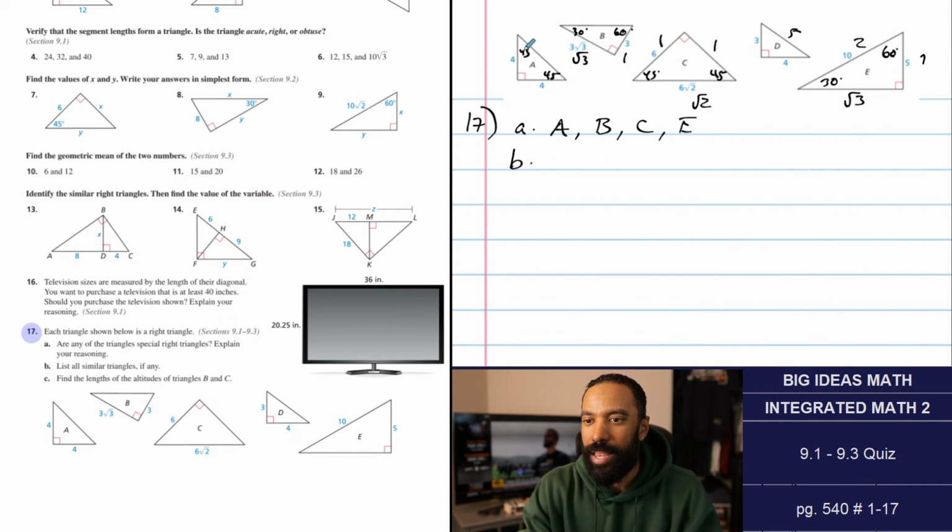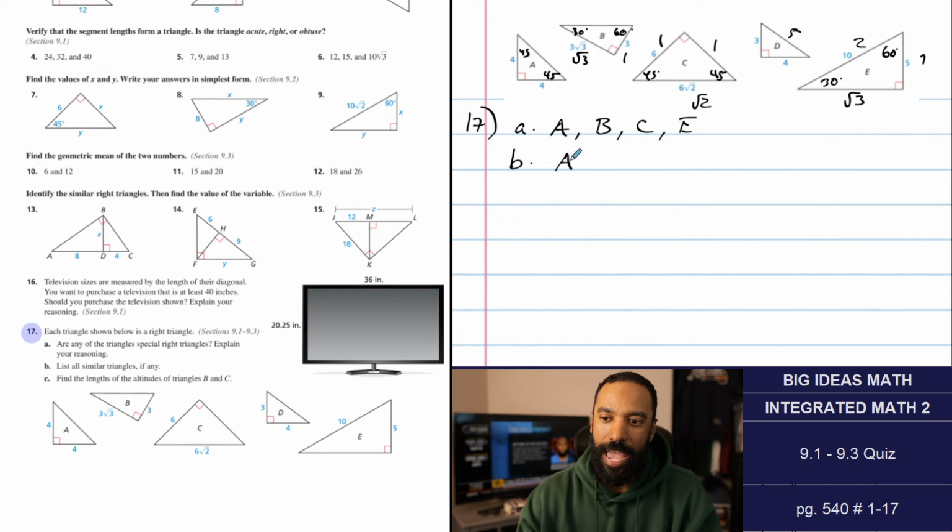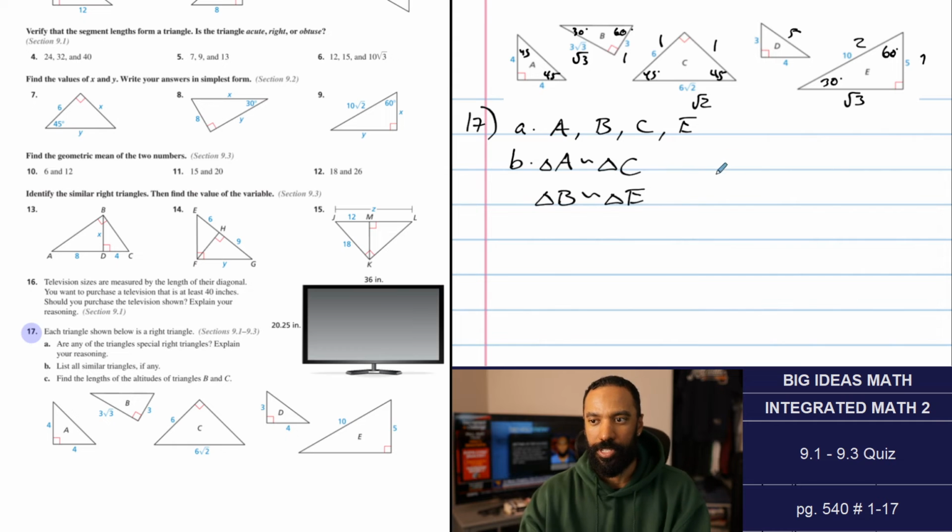Oh yeah, so any 45-45-90s would be the same. So I'll call it triangle A is similar to triangle C, and triangle B is similar to triangle E. Those are both 30-60-90s. D is its own thing. Part C: find the lengths of the altitudes of triangles B and C.